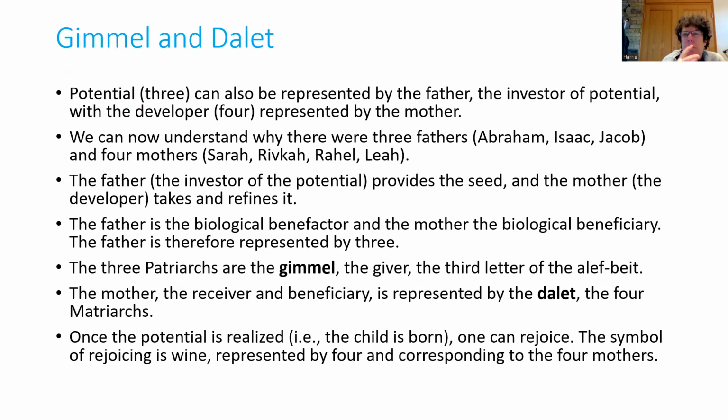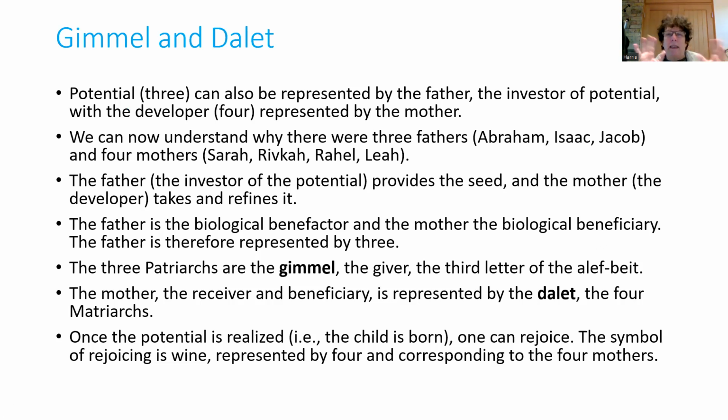Gimel is 3, this father, the investor of potential. Abraham, Isaac, and Jacob are the 3 fathers. The 4 mothers are where you realize that potential. It's like the seed and the egg. You have to have the 2 to realize the potential of life. The father then invests a potential, the seed, and the mother, the developer, takes it and refines it. And so the father is the biological benefactor of that, and the mother, the biological beneficiary.